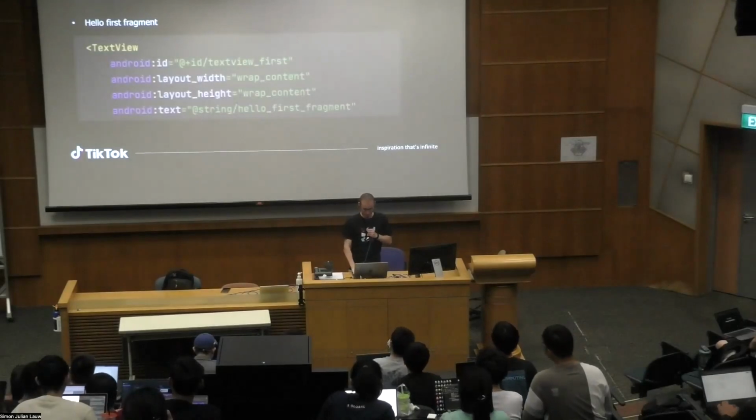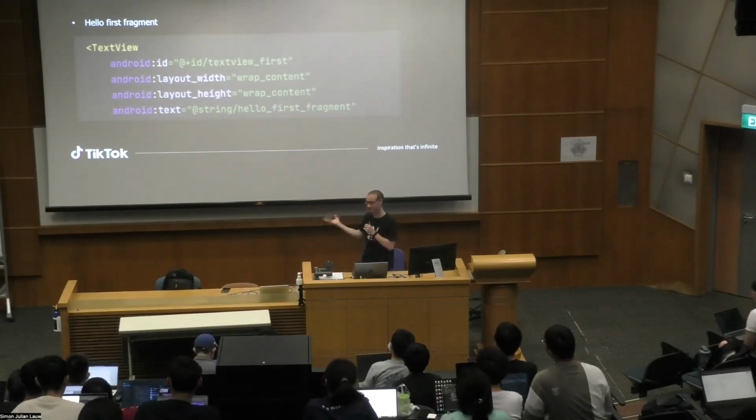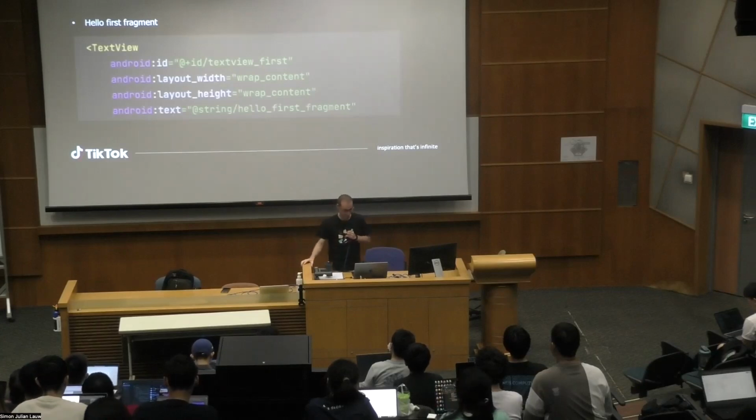So the text view, it will look like this. In the XML, the first item is the name of the class. The class is called TextView. So here we just mention TextView, and the OS will know in which package it needs to find the view. And I've got the ID to be able to find it in my container later.